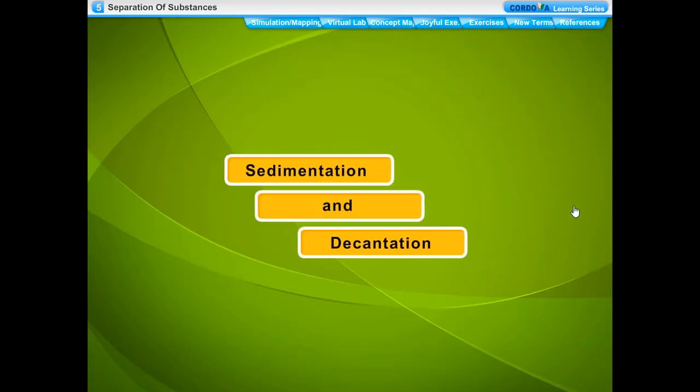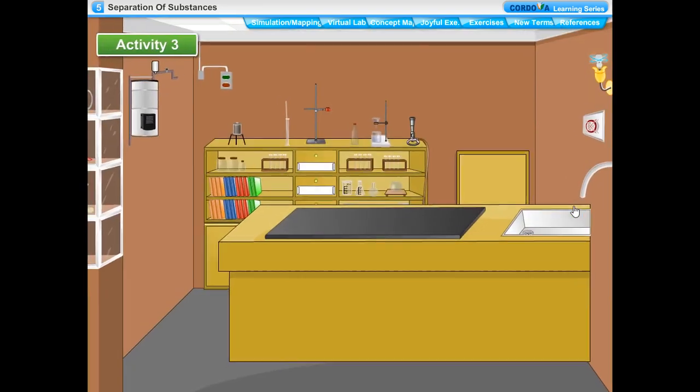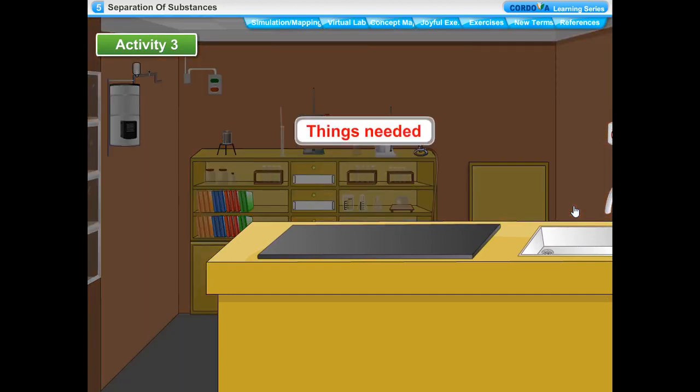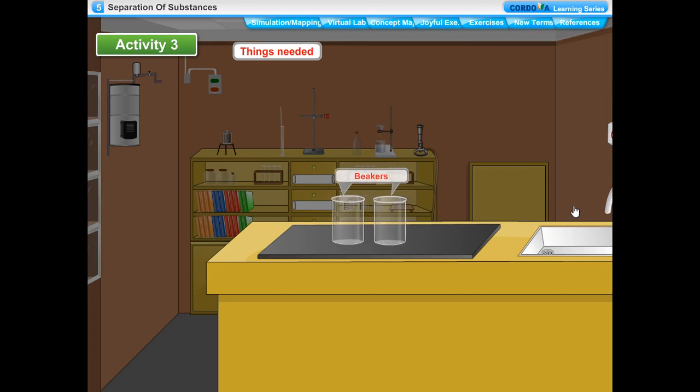Sedimentation and decantation. Insoluble substances that are heavier than liquid can be separated by sedimentation and decantation. Let us do the following activity to understand this process. Activity 3. To separate a mixture of sand and water by sedimentation and decantation. Things needed: 2 beakers, some water, some sand, glass rod.